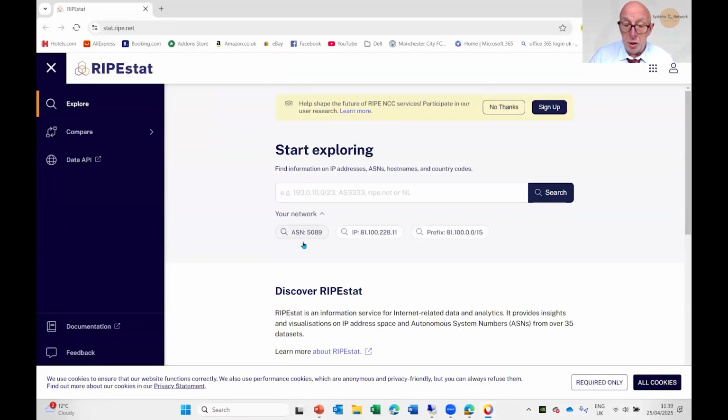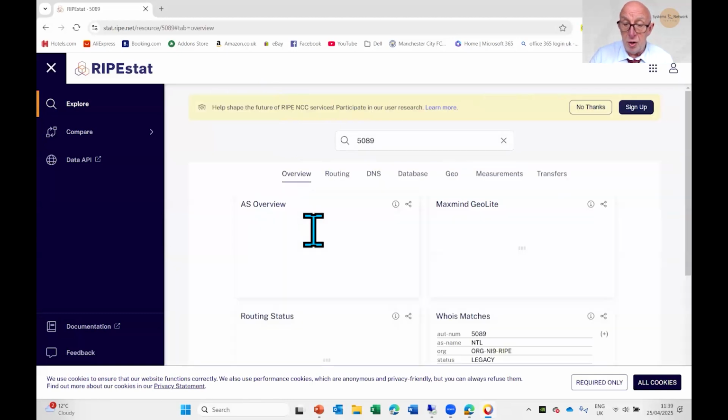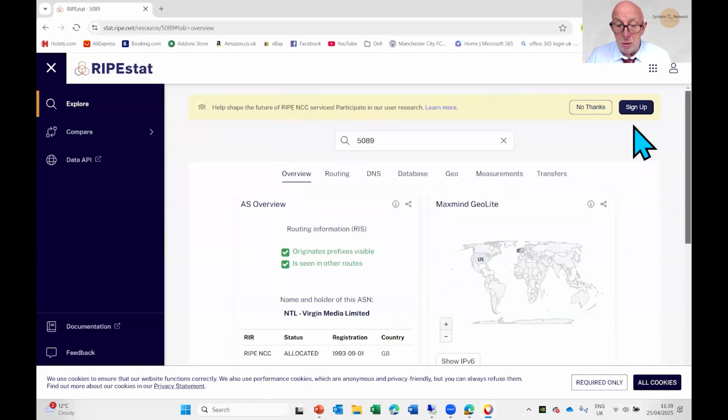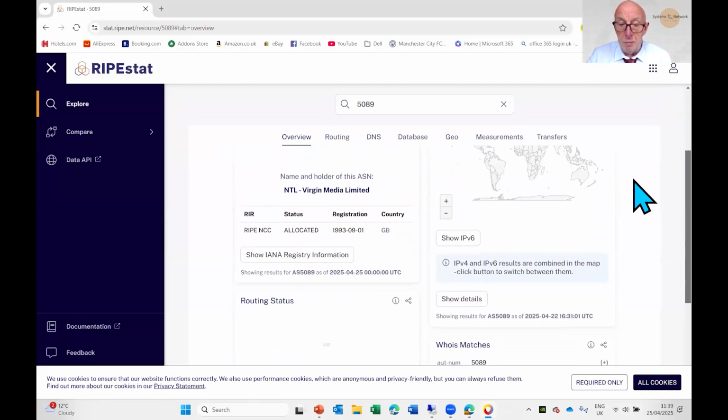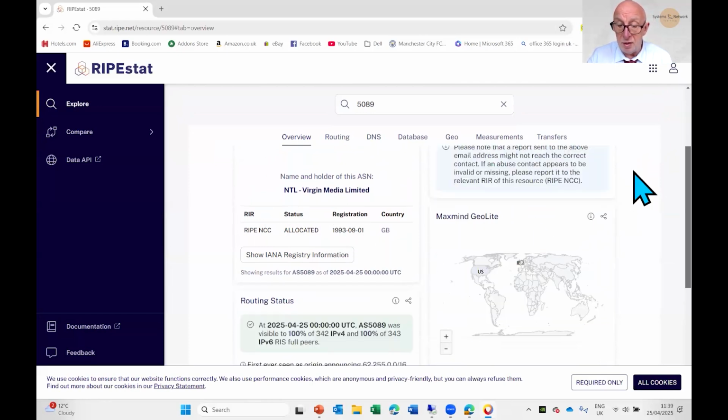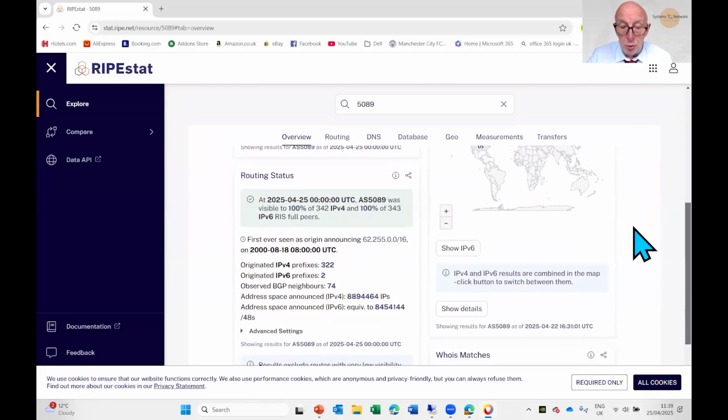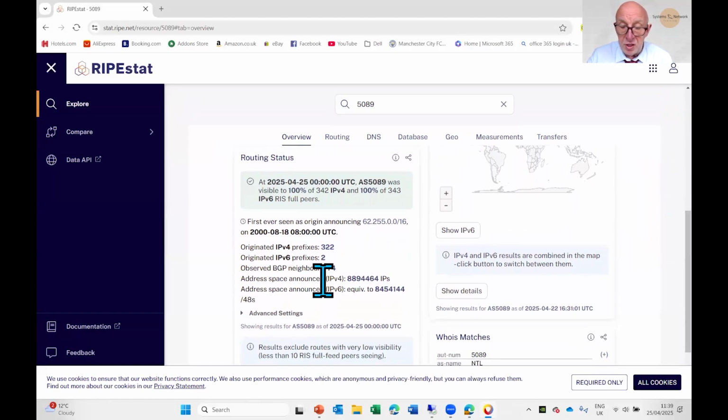It comes up. It's already picked up something. AS509. It's just found out about mine. It's a member of NTL. RIPE looks after it. They know it was allocated in here, 1st of September. You can peer all the way through it. Originated prefixes. All of this information can keep you going for hours. So they are available for public scrutiny.